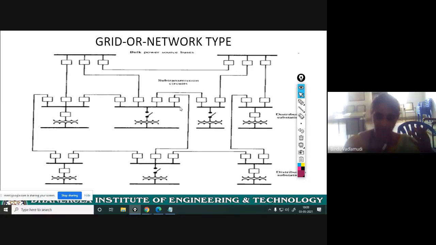What I'm asking is what you have observed in this type of arrangement. What is the difference between the radial system and the grid or network type of system? What are the major differences you are identifying? It seems that you are not listening to the class. I have to understand it that way.